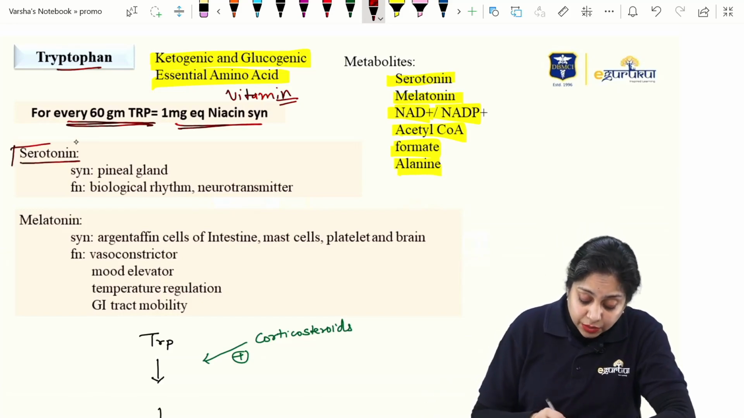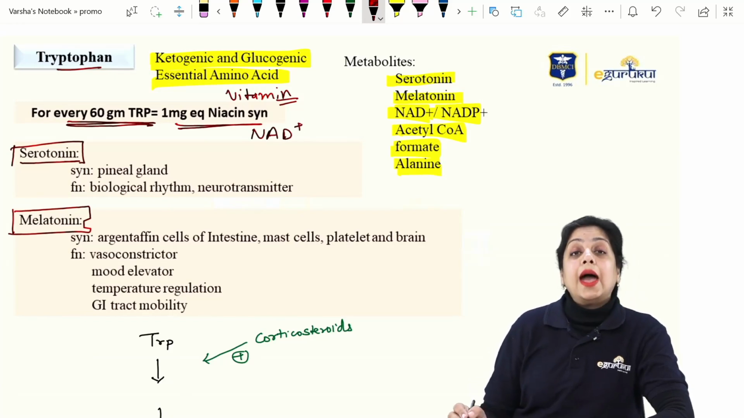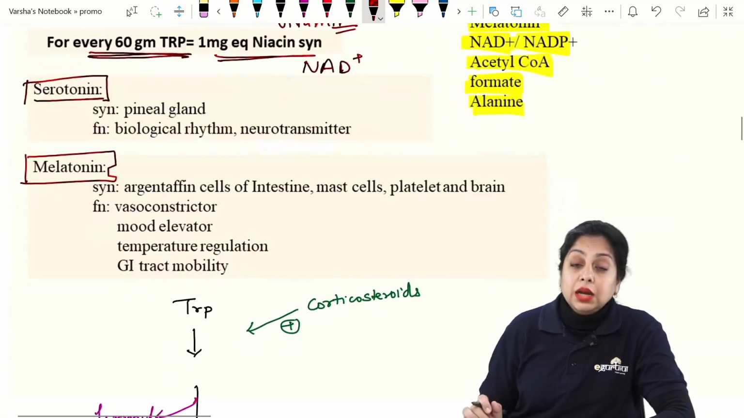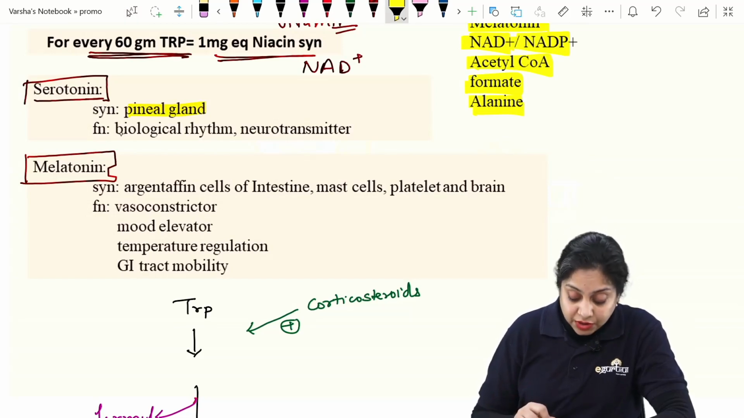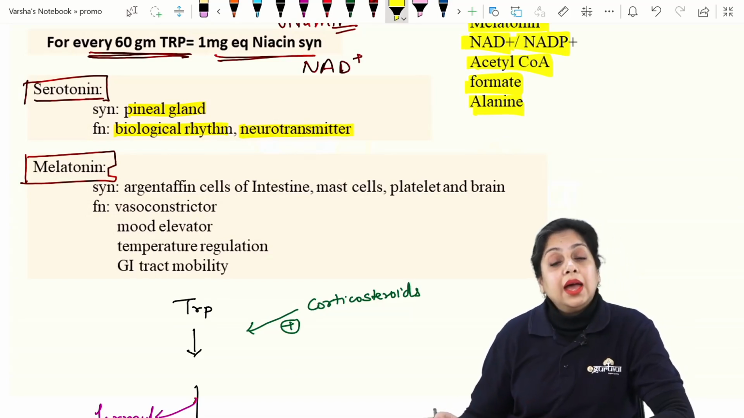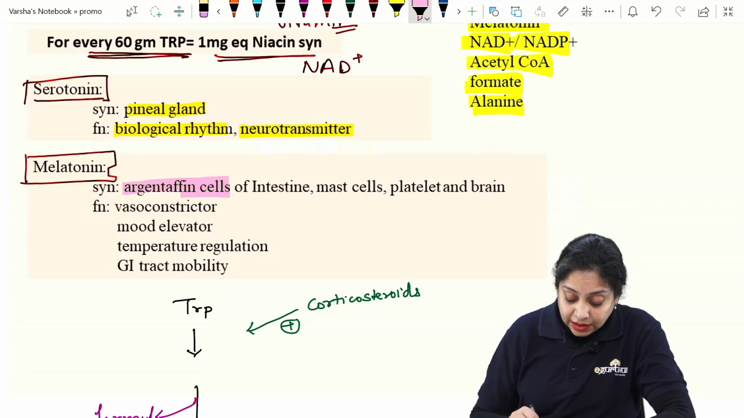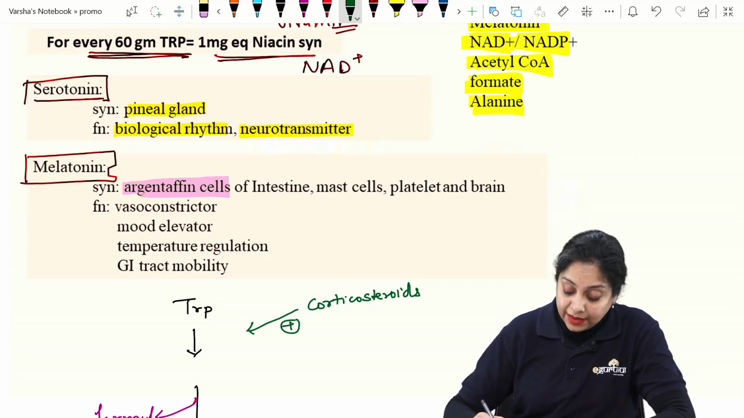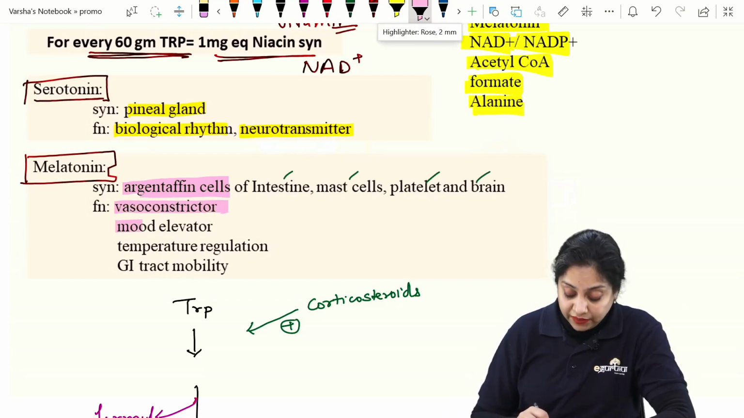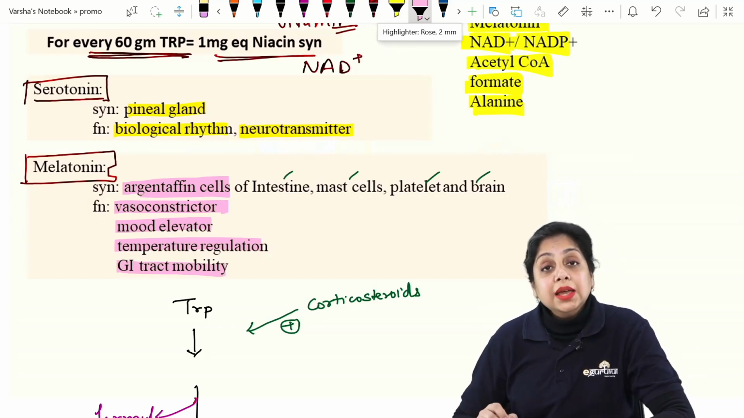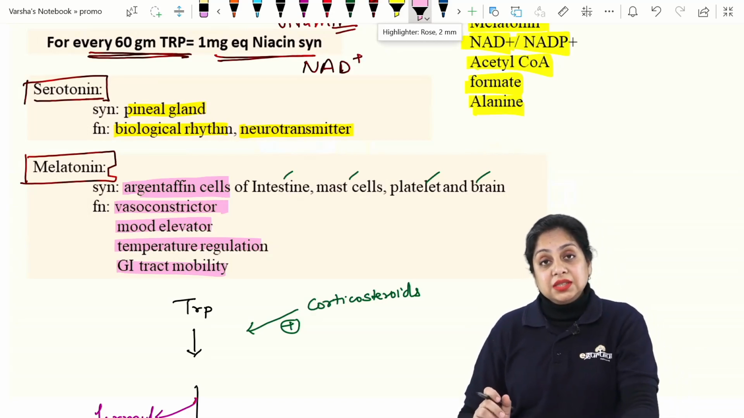Right, serotonin and melatonin are other important things other than niacin. Niacin means the system is synthesizing NAD, the activated form of niacin we are talking about, okay? Now, what else is synthesized from tryptophan? Serotonin. Serotonin is synthesized in the pineal gland, and we know it maintains the biological rhythm, and it functions as a neurotransmitter. Okay, what is melatonin? Melatonin, first of all, is synthesized in the enterochromaffin cells of the intestine, the mast cells, platelets, and the brain. And what is melatonin doing? Melatonin is a vasoconstrictor, mood elevator, regulates the temperature, and is responsible for gastrointestinal tract motility. These are very important things to focus on because deficiencies are important for all of us.